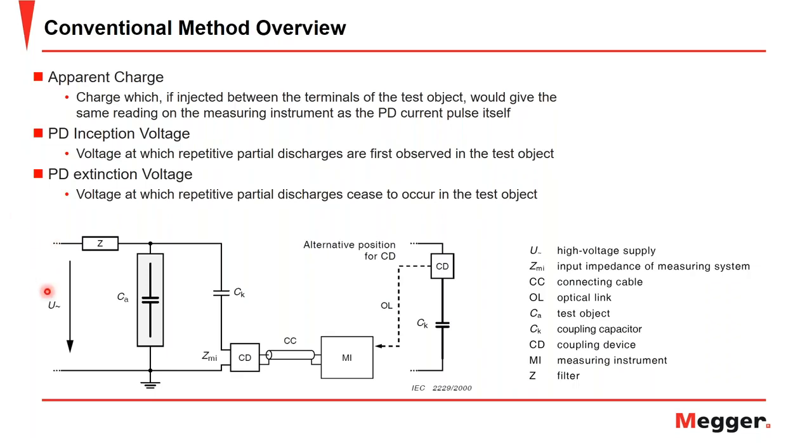And just covering the typical circuit for PD measurement under the conventional method, here we have our high voltage supply that's necessary since this is an offline test. We have our filter to filter out any noise from our high voltage source, our object under test, followed by a coupling capacitor to decouple any partial discharge activity. We have our measurement impedance and our coupling device, followed by the connecting cable, which ultimately leads to our measurement instrument that gives us our partial discharge magnitude or our phase resolved PD pattern that we'll discuss a little later.